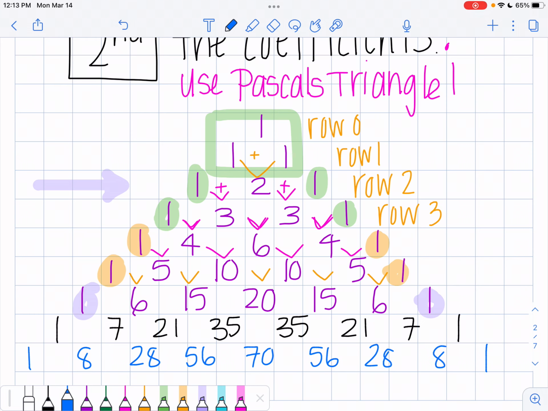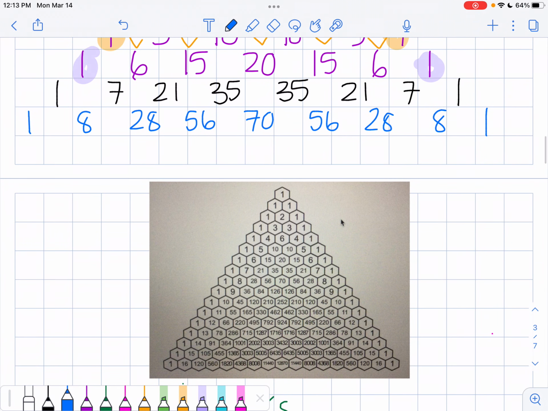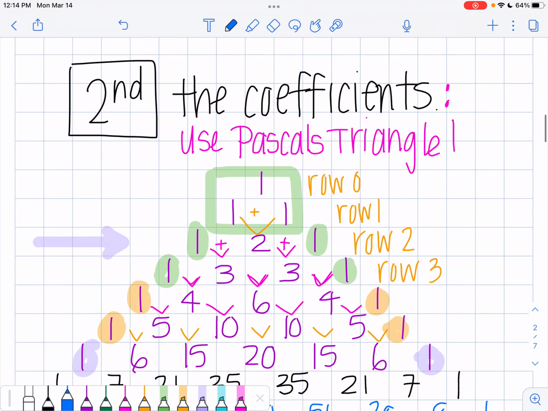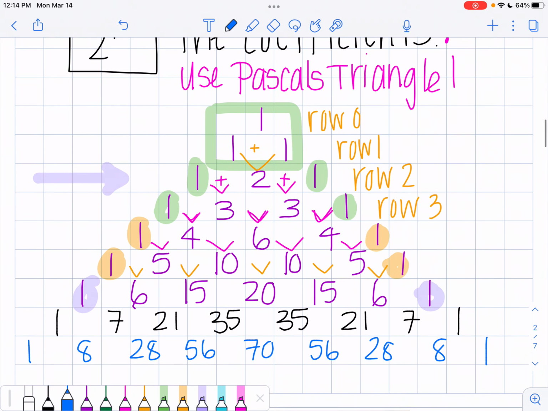Now that you understand the pattern, I found one for you that goes all the way up to row 16, because I can't write that small. So here's what you need to understand. If I go back up here and I'm looking at the coefficients, I want to look in row 4 because I'm raising it to the 4th power. How do I know which one row 4 is?